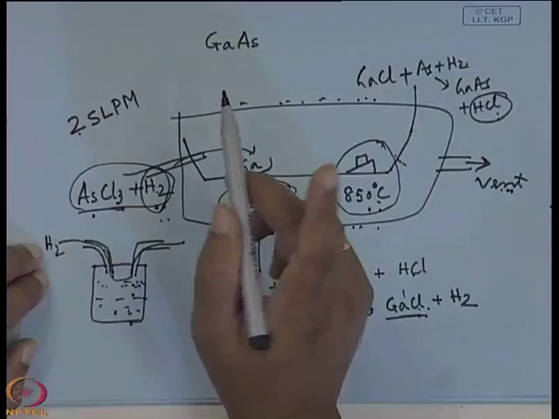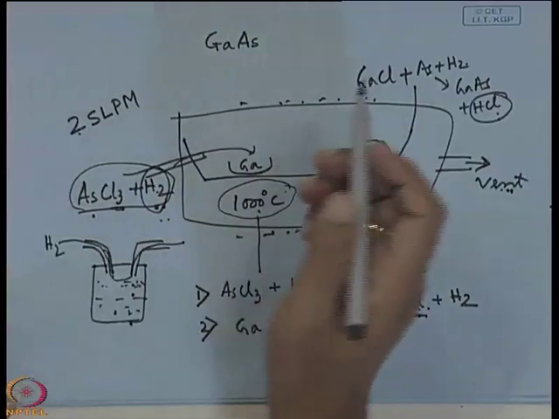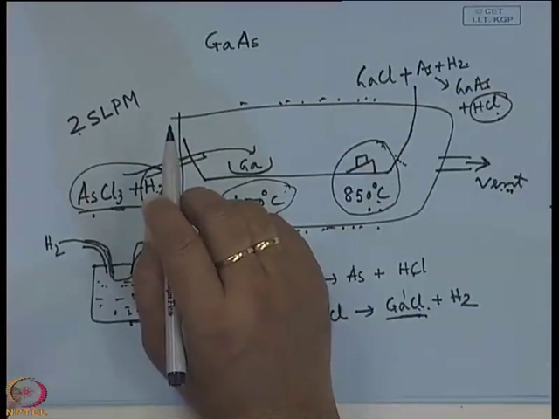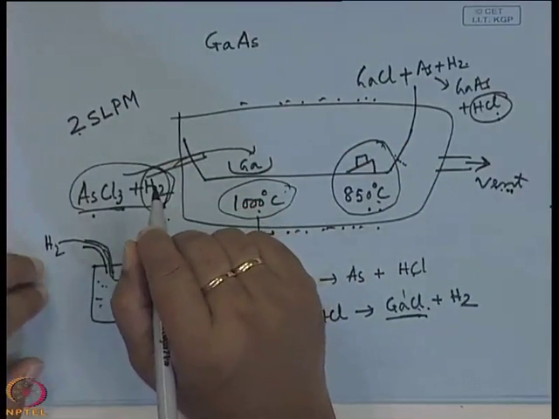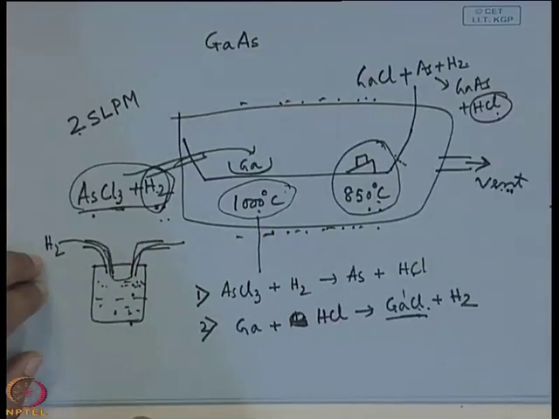So, those can be controlled. How can you ensure that it must be 2 SLPM, not 3, not 4, not 1? There is a mass flow controller. You can set the mass flow controller and it will control the flow in that manner. I shall show you that setup.